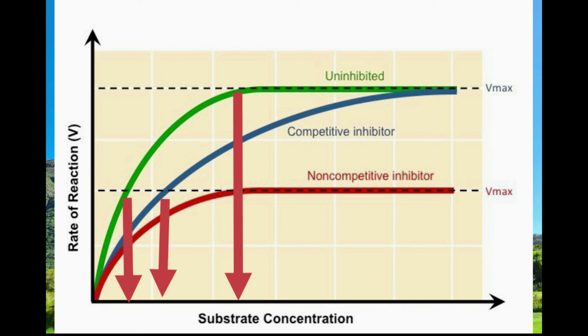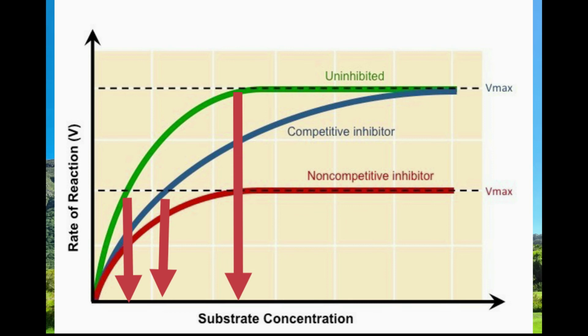Here also the graph shows the Vmax actually decreasing. The Vmax is decreasing, but Km is constant. Km does not decrease, but the Vmax is decreasing. So in competitive inhibition, Vmax is the same and the Km value increases, but in non-competitive inhibition, Vmax is decreased, but the Km value is the same, remaining unchanged. So that is competitive and non-competitive enzyme inhibition.